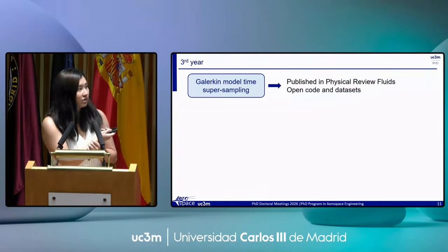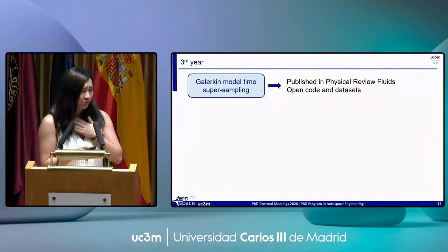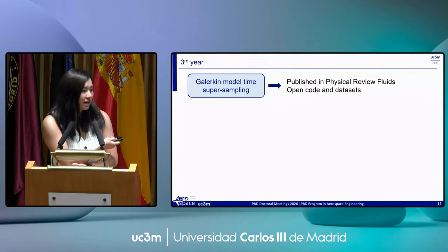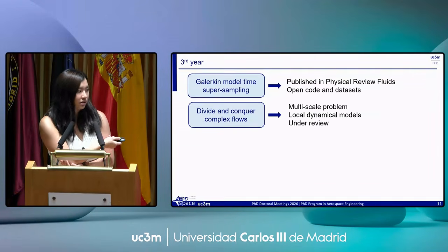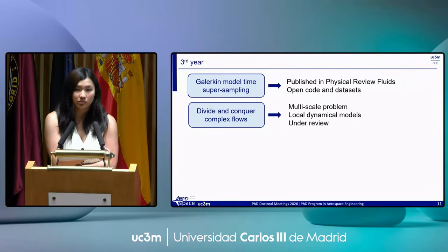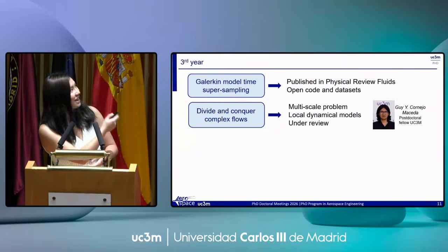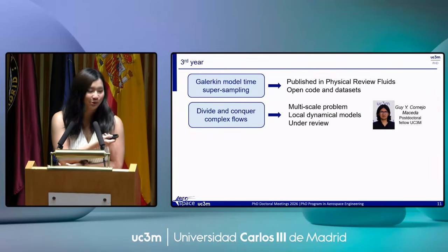Now, to recap, during the first three years of my PhD, in the first work, I did a Galerkin model targeting a time supersampling of non-time-resolved PIV measurements, which has already been published with open code and open datasets. Then we wanted to tackle the problem of multi-scale flows. To do so, we created this divide and conquer work for complex flows, where the idea was to tackle the problem locally and obtain more simplified, local models. I forgot to mention that this work is a collaboration with Guy, who is a postdoctoral fellow in our group.